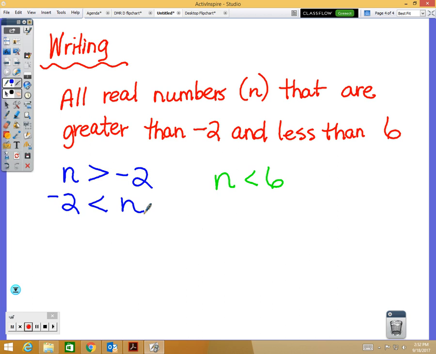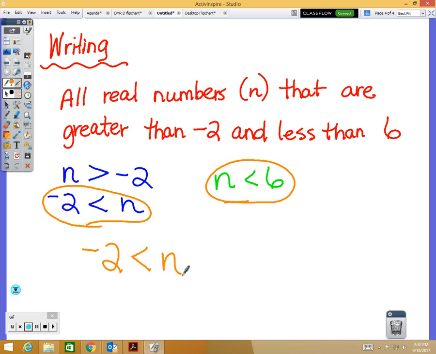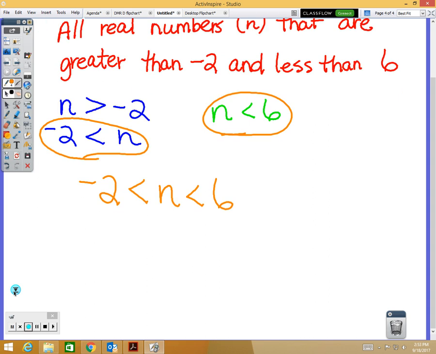And now I'm going to make this combined. Okay, I'm going to take this one, and I'm going to take this one, and I'm going to do a mashup. Mashup, like songs are a mashup, you know? So I put them together, and there's our compound inequality.